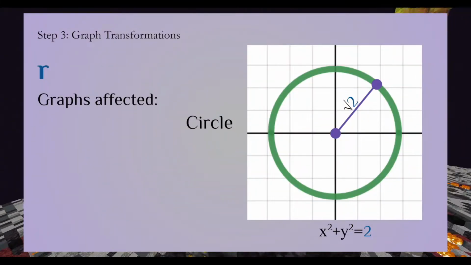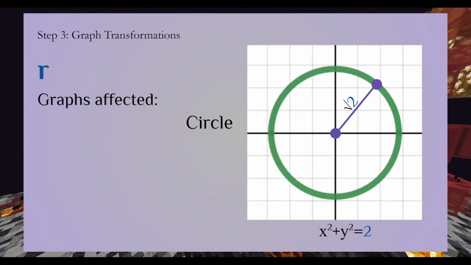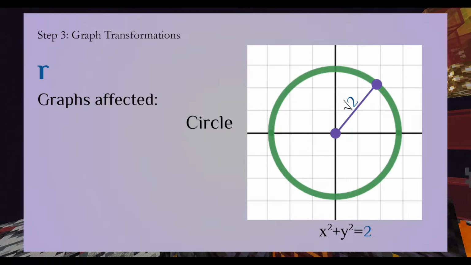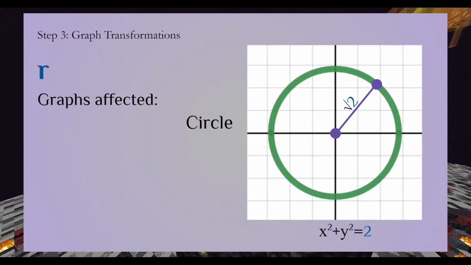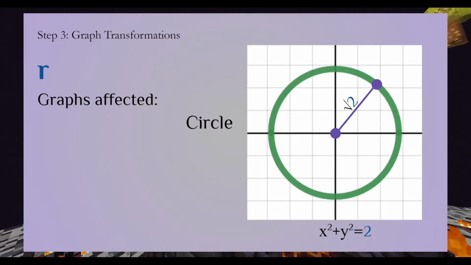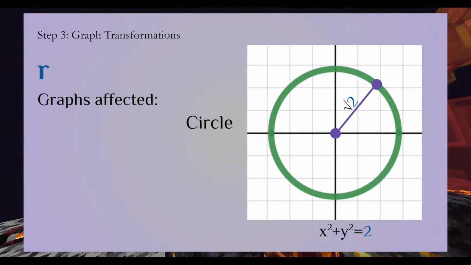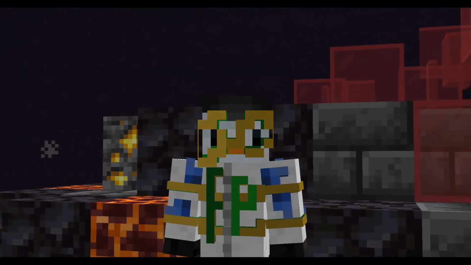But yeah, R in this case actually has a reason for being R, and that's because it stands for radius, as in the radius of the circle. Increase R to make the circle bigger, decrease R to make the circle smaller. It's as simple as that.